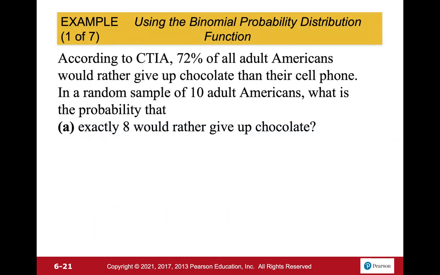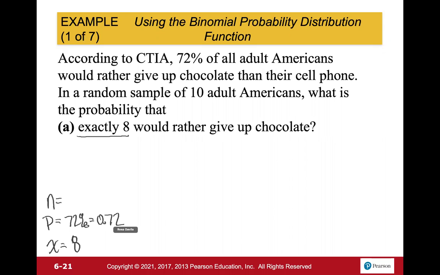But now looking at this here, according to the CTIA, 72% of all Americans would rather give up chocolate than their cell phones. In a random sample of 10 adult Americans, what is the probability that exactly 8 would rather give up their chocolate? So let's look at the values here. We have our values N, P, and X. Those are the values that we absolutely need in order to plug it into Excel. So what is the probability that exactly 8? This value right here goes to X. We want exactly 8. Going back up here, according to the CTIA, 72%. So P is equal to 72%, which is equal to 0.72 as a decimal.